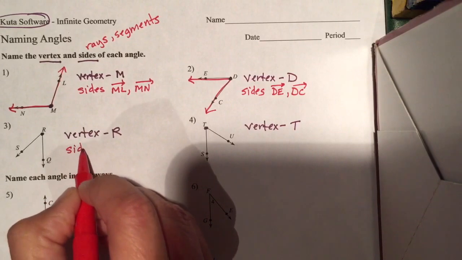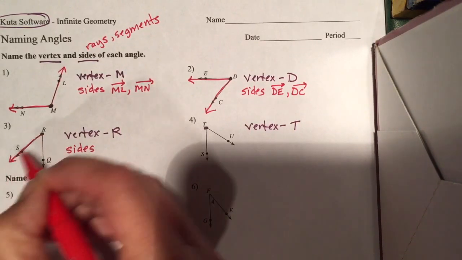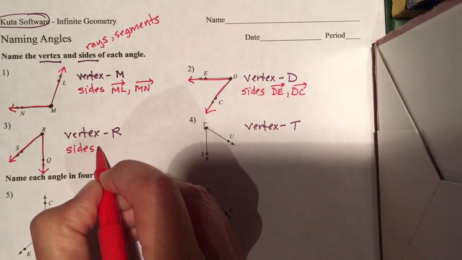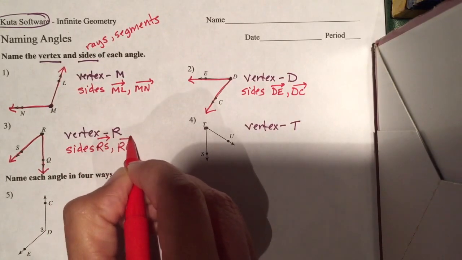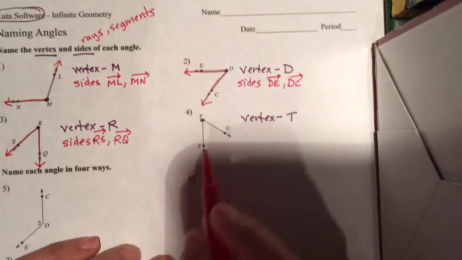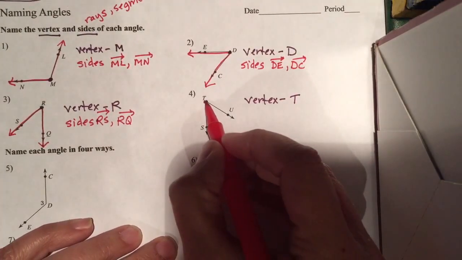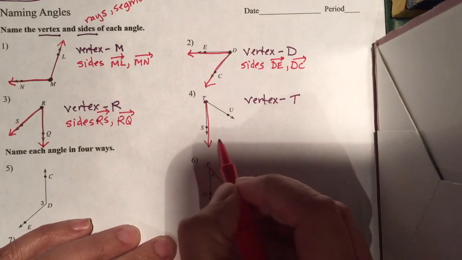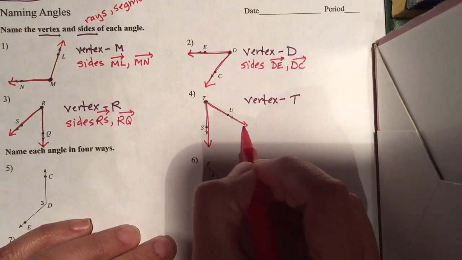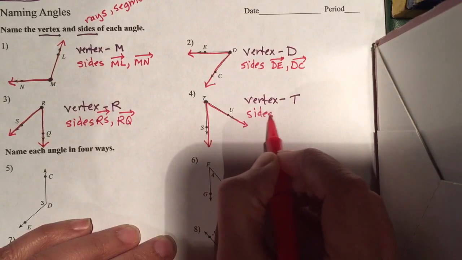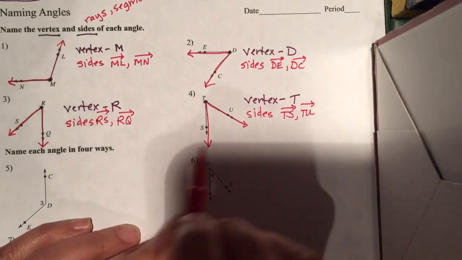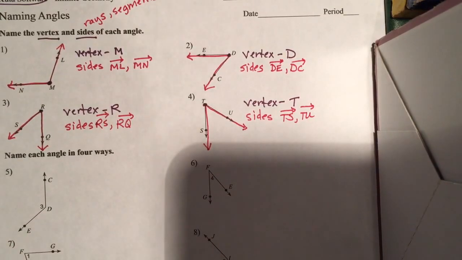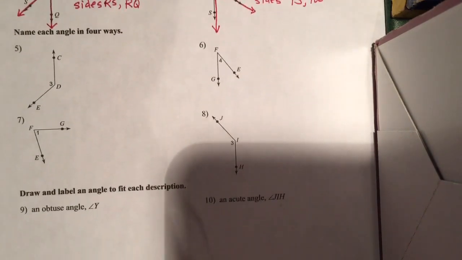For the next one here, for the sides of this angle, you have ray RS and ray RQ are the sides of this angle, RS and RQ. So you can see the pattern here. And for this last one here, the rays of this angle are going to be ray TS and ray TU. So for the sides, we have ray TS and ray TU. So that's how you determine the sides and the vertex or the vertices of angles. So let's now move on to how we name angles.